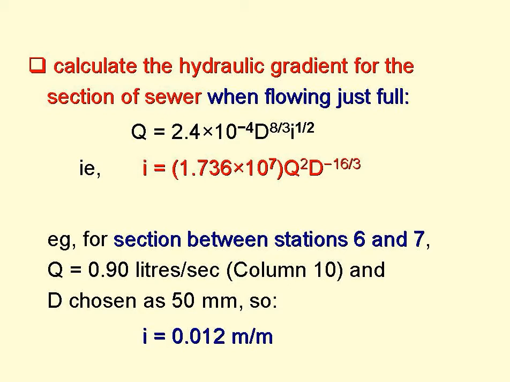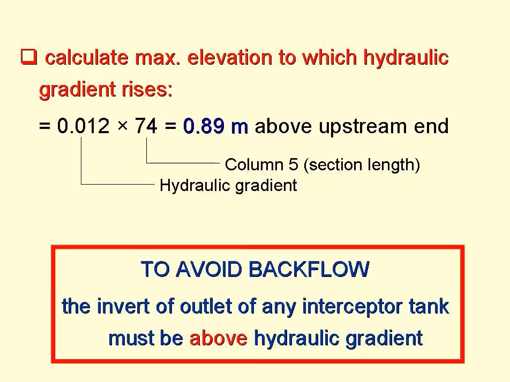First of all, we calculate the hydraulic gradient across the section of sewer when it's flowing just full. This is the equation for Q, which we've had before, and we rearrange this in terms of I. So, for example, for the section between stations 6 and 7, Q is equal to 0.9 litres per second, and that's given in column 10, and we've chosen D as 50mm, so I is calculated as 0.012 metres per metre. And then we calculate the maximum elevation to which the hydraulic gradient rises. So that's the hydraulic gradient, 0.012, times 74, which is the section length given in column 5, and that works out at 0.89 metres above the upstream end, which is station 7.